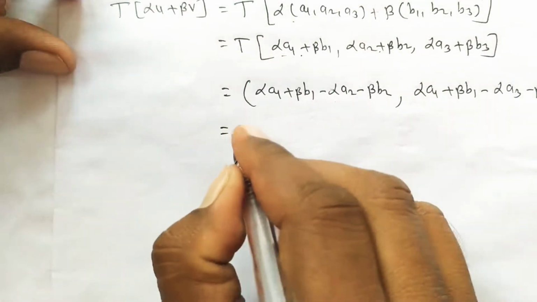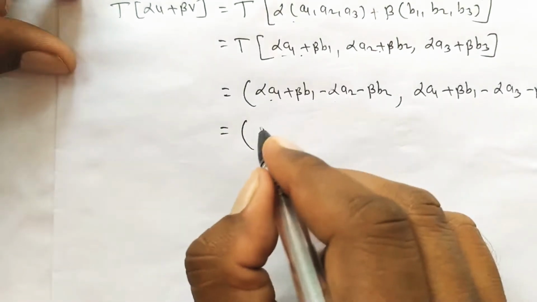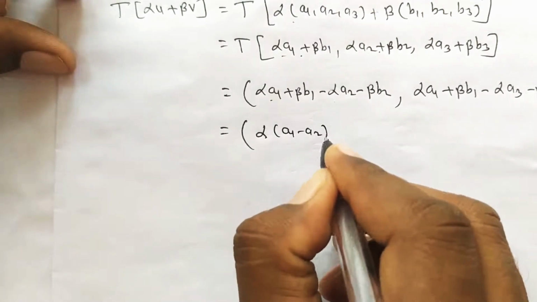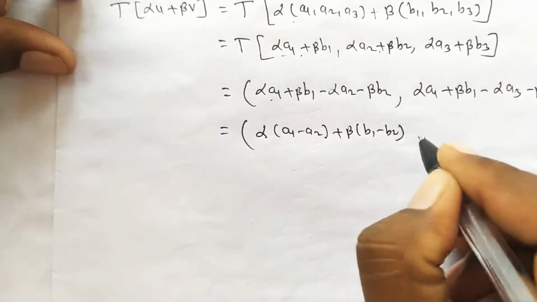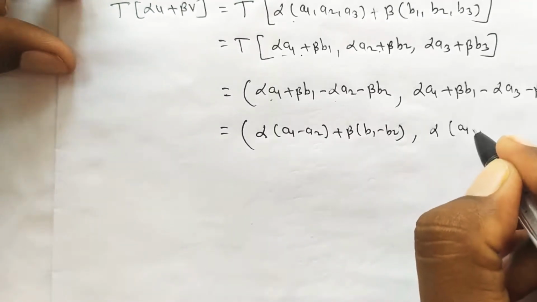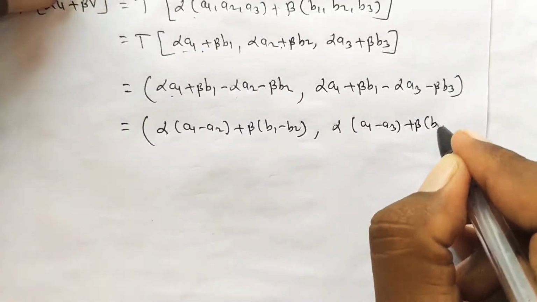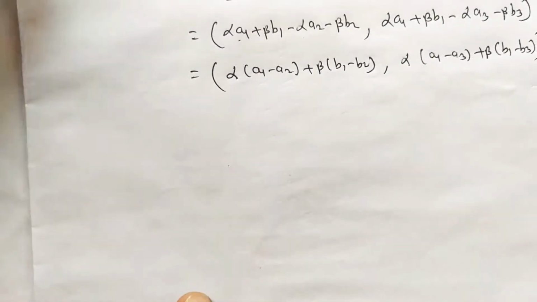So write down all terms of alpha and beta, and take alpha and beta common from these four terms. If we take alpha common, alpha in bracket a1 minus a2 plus beta in bracket b1 minus b2. And the same here, if we take alpha common, then we get a1 minus a3, and plus beta, if we take common, then we will get b1 minus b3. And what we want is alpha into T of u, and T of u should be (a1 minus a2, a1 minus a3) this way.